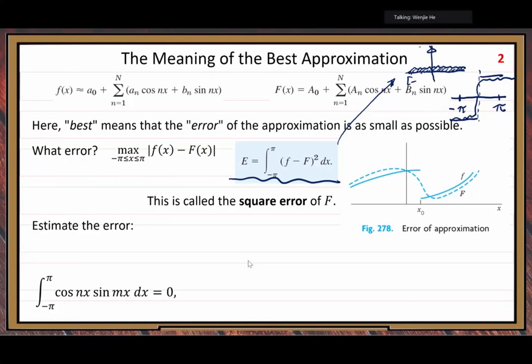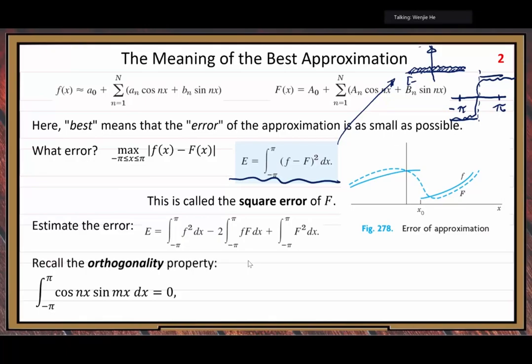So now let's use the second definition of the error. We want to study the best approximation question. So estimate the error, this E. Let's calculate this E with this formula. We calculate this E, the integral. There are 3 integral terms. Let's do the calculation.